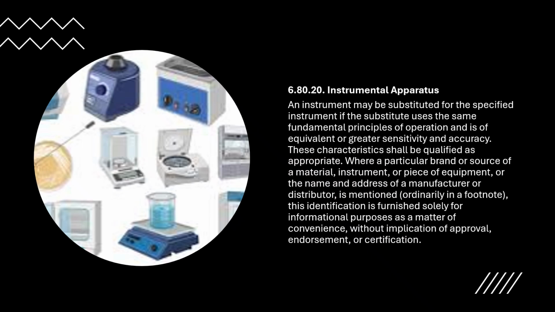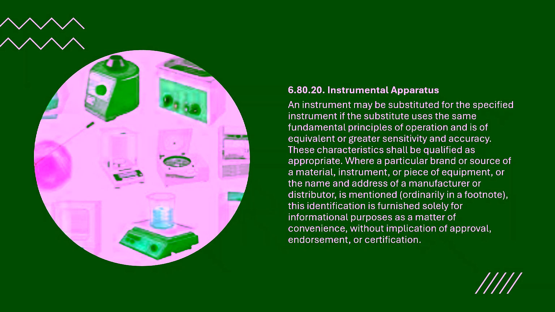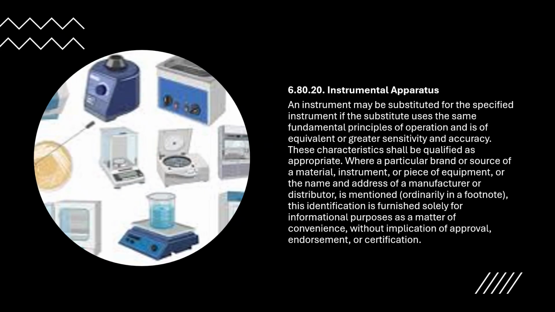Now the next is 6.80.20, that is instrumental apparatus. An instrument may be substituted for the specified one if it operates on the same fundamental principles and has equivalent or greater sensitivity and accuracy. These characteristics must be properly qualified. Any mention of a specific brand, source or manufacturer is provided for informational convenience only and does not imply approval, endorsement or certification, right?